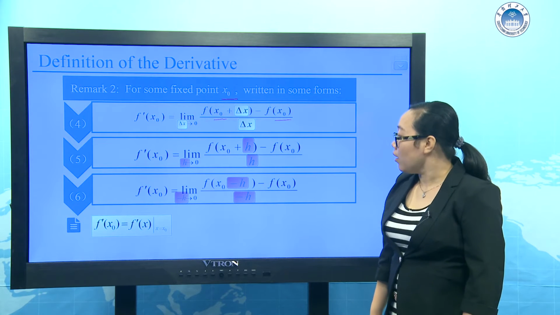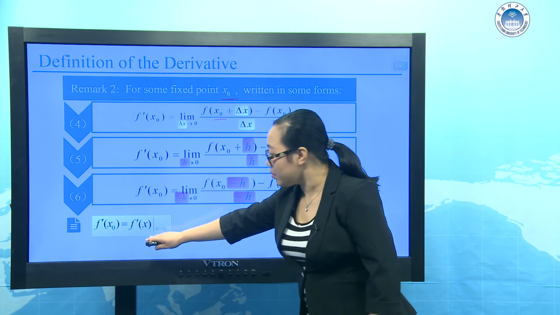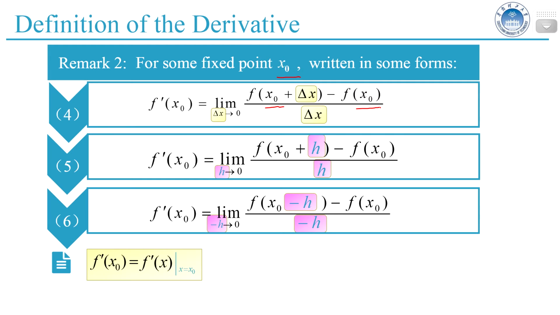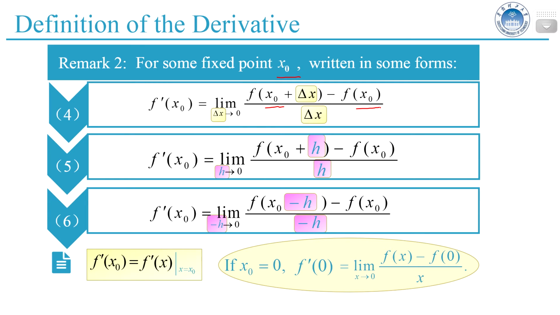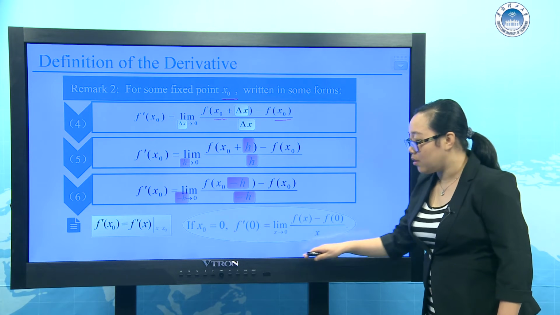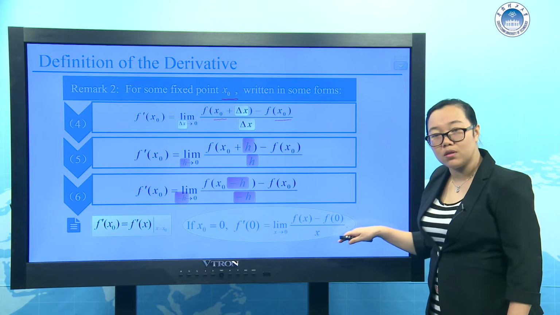Try to understand the above formulas. Now look at f prime x0. Sometimes we can write it f prime x given x equals x0. It means f prime x0 is some value, the value of the function f prime x. If in the special case x0 equals 0, at this time f prime 0 equals the limit of f(x) minus f(0) over x minus 0. X minus 0 equals x. So sometimes we write the derivative at the given point 0 in this form.